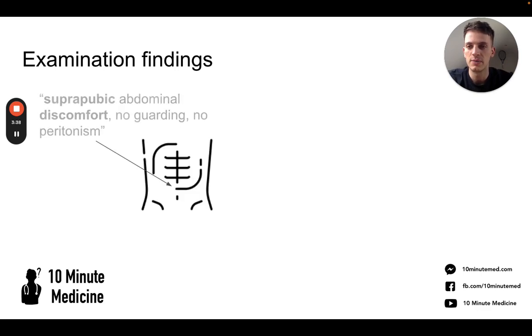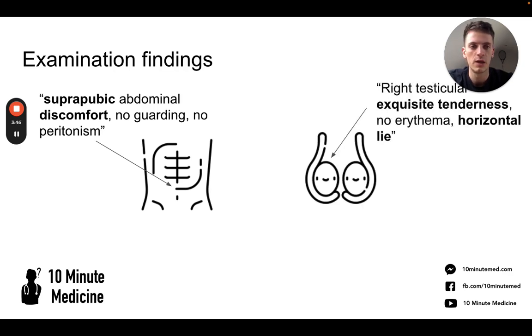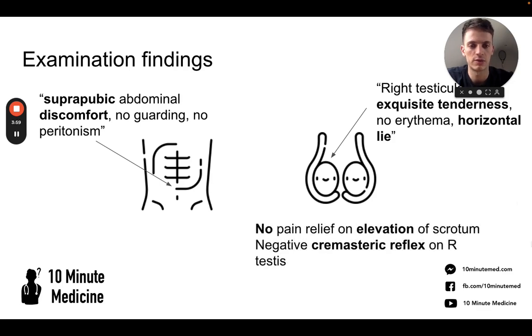So you move on to your exam, and what you find is some suprapubic abdominal discomfort without any guarding or peritonism. The right testicle is exquisitely tender without any erythema or redness, and it has a horizontal lie. So that's an important thing to note. Also, there's no pain relief on elevation of the scrotum, which is called a negative Prehn sign. There's also no cremasteric reflex on the right side. So there are a few things here that you should start to be thinking about.